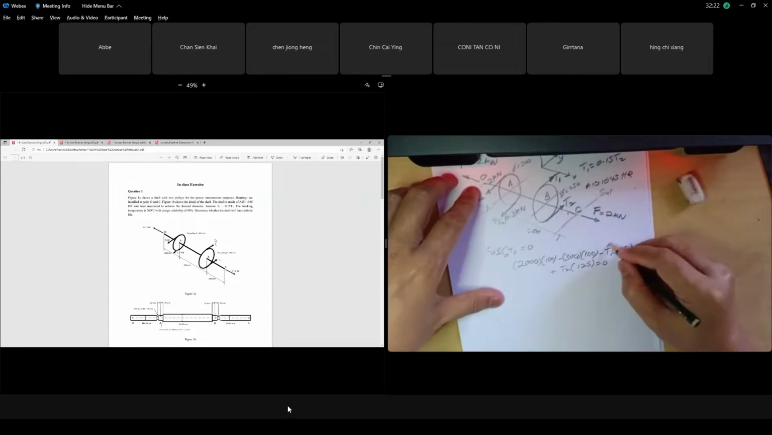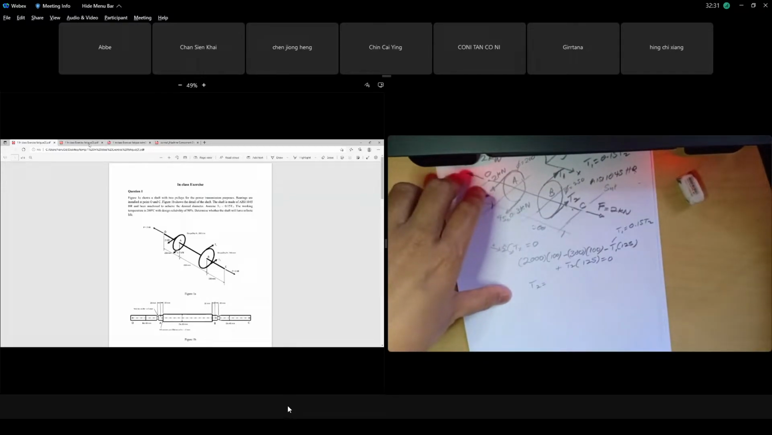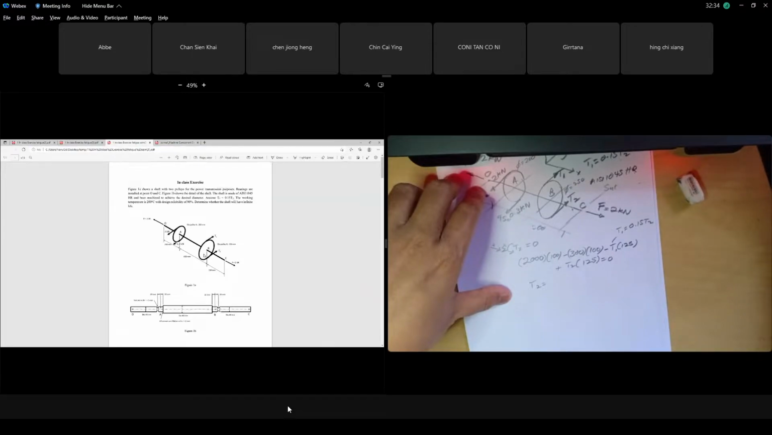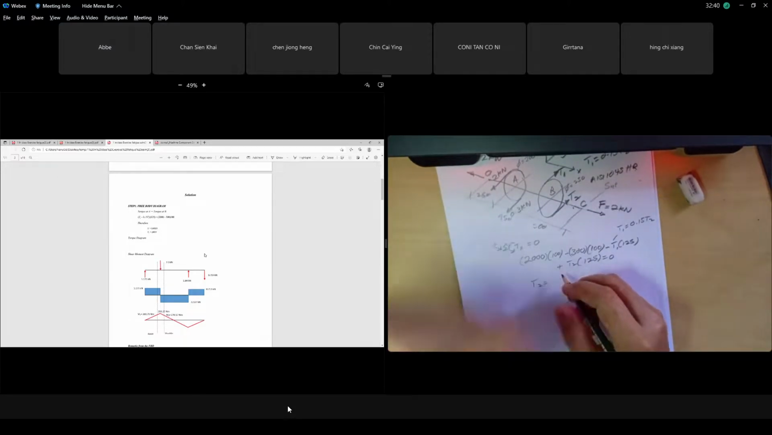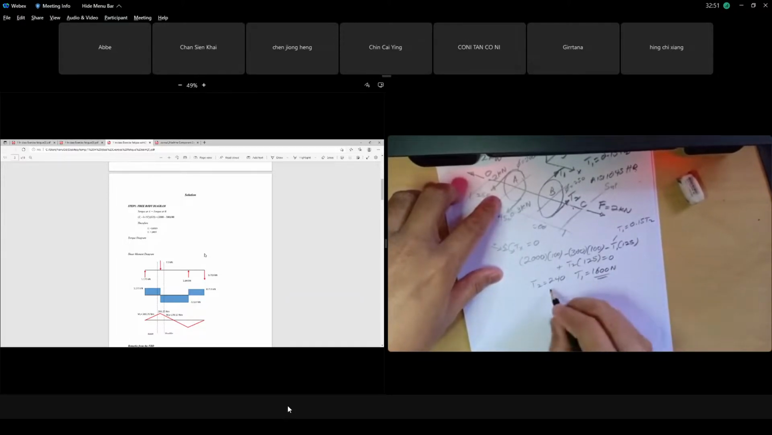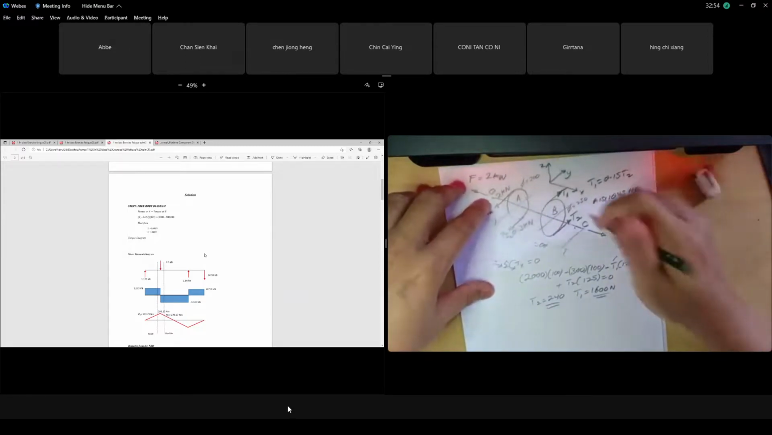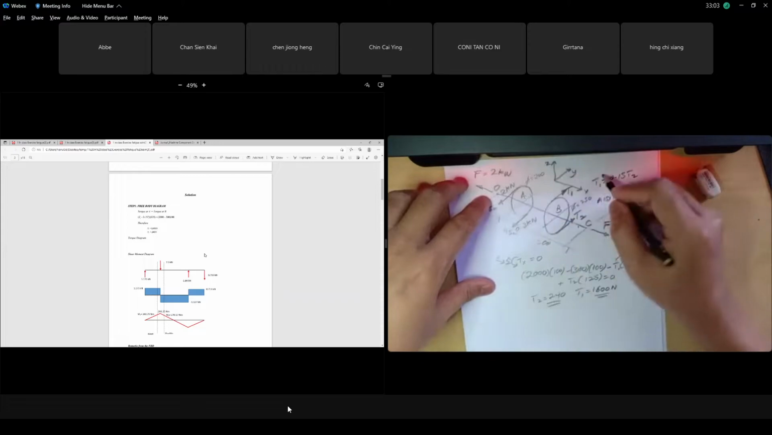We know that T1 is 0.15 T2, so from here we can get T2. To make it short, if you look at the solution, our T2 is 240 and T1 is 1600 Newton. So this is our T1 and T2. T1 plus T2 is 1600 Newton plus 240, which is 1840. So we can make a shear diagram.